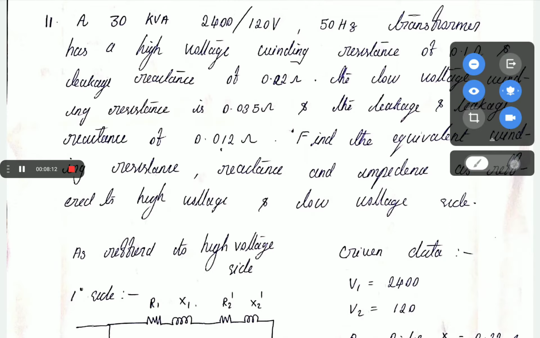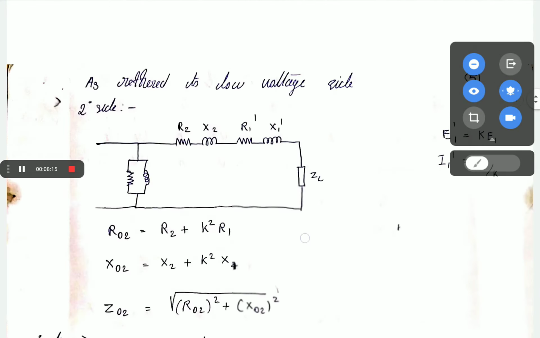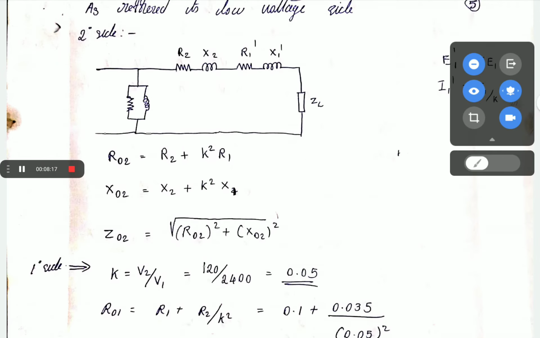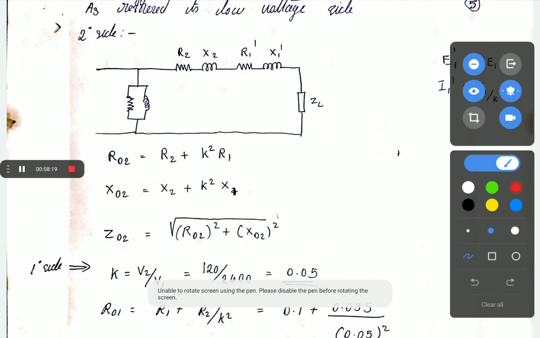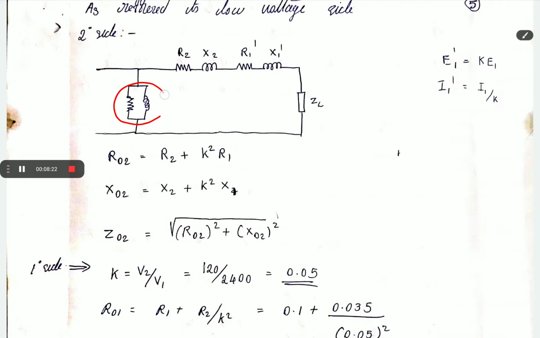Okay. Then as referred to low voltage side, your equivalent circuit will be like this. Here these parameters are not given, so just neglect this portion. And R2 and X2 as referred to low voltage side are already given, and R1 and X1 on the primary side should be transferred to the secondary side. So how will the reverse calculation be done to transfer from primary to secondary?